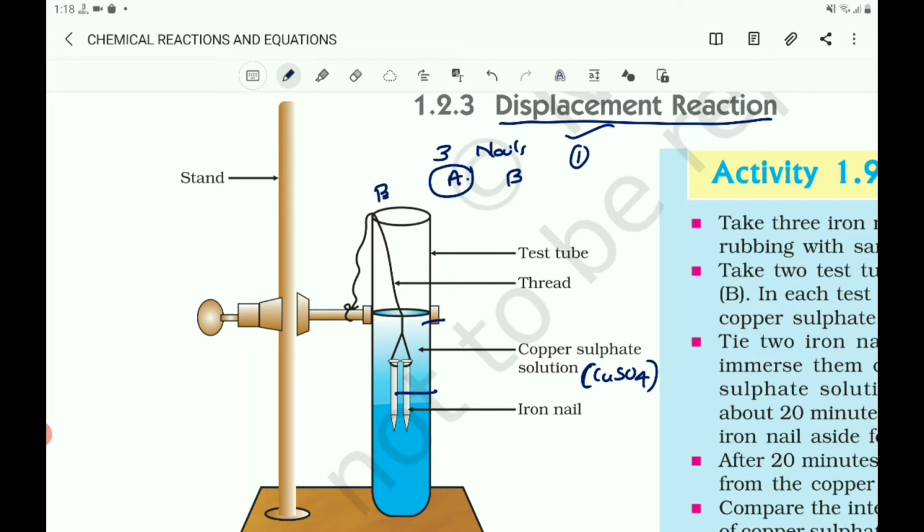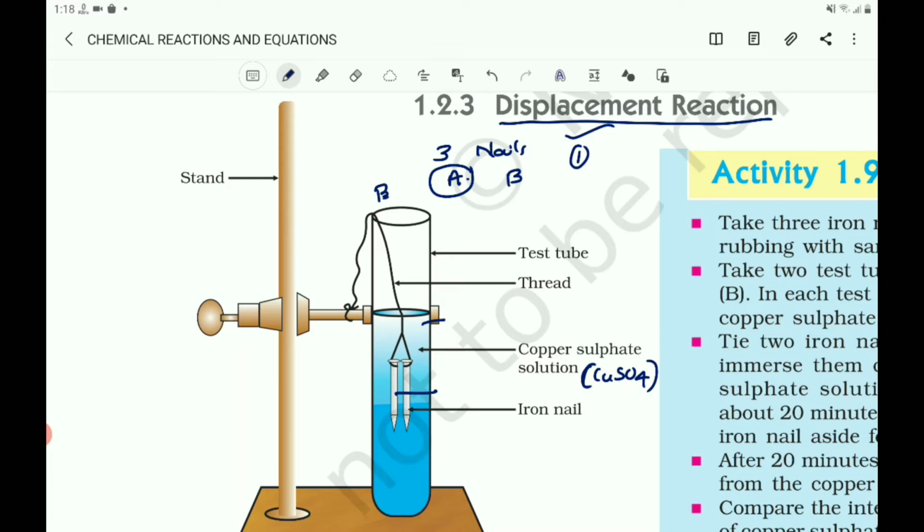After 20 minutes, take out the iron nails from the copper sulfate solution. Compare the intensity of the blue color of copper sulfate solution in test tube A and test tube B. Here iron nails are immersed in test tube B, and test tube A, which also has copper sulfate solution, is kept aside.